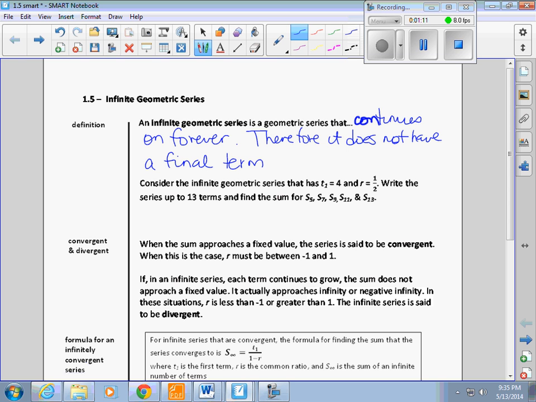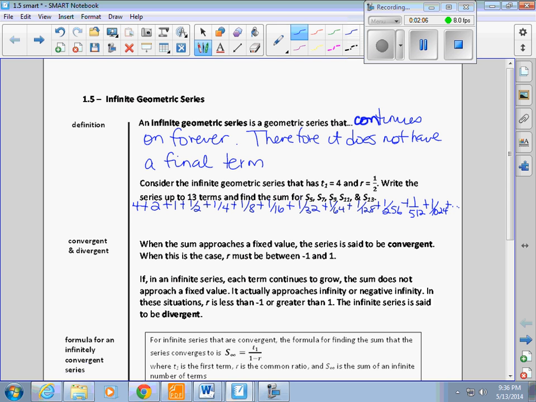I didn't leave a whole lot of space for this, so we're going to have to write kind of small. So if we're looking at term 1, we have 4 plus, term 2 is half of that, so it'll be 2 plus 1 plus 1/2 plus 1/4 plus 1/8 plus 1/16 plus 1/32 plus 1/64 plus 1/128 plus 1/256 plus 1/512 plus 1/1024, and it'll go on and on and on. So those are the first 13.